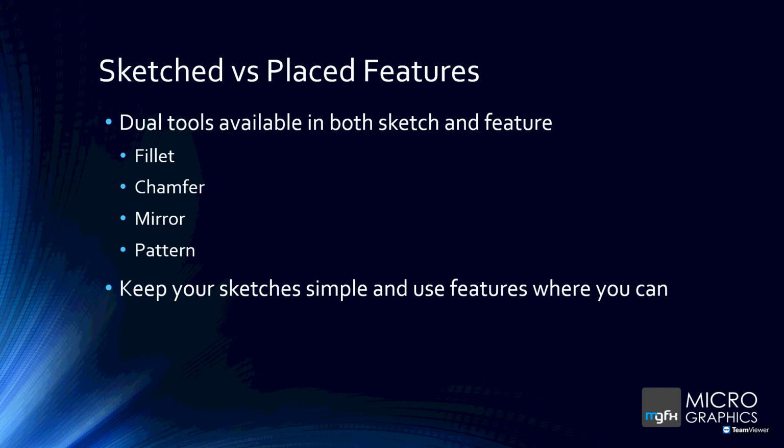Okay. So this is something that comes up quite a lot as well. Sketched versus placed features. What do you do? You've got dual tools available in both your sketch and your features, like fillet, chamfer, mirror, and pattern. Okay, so the general rule is to keep your sketches simple and use features where you can. So if you can use a fillet, a chamfer, a mirror, or pattern in your feature instead of your sketch, use it in your feature.